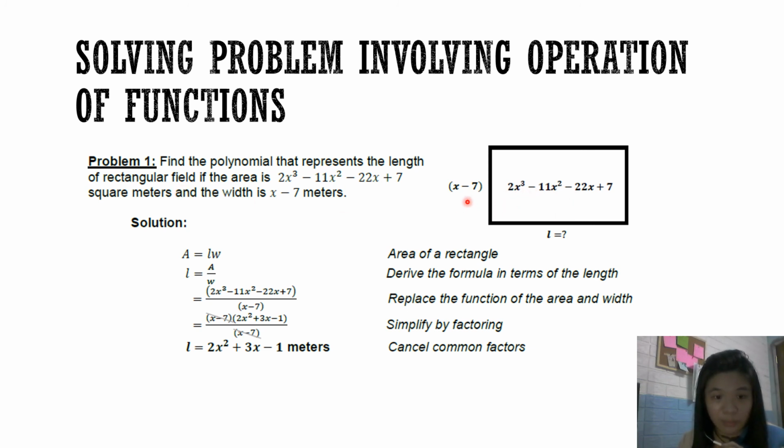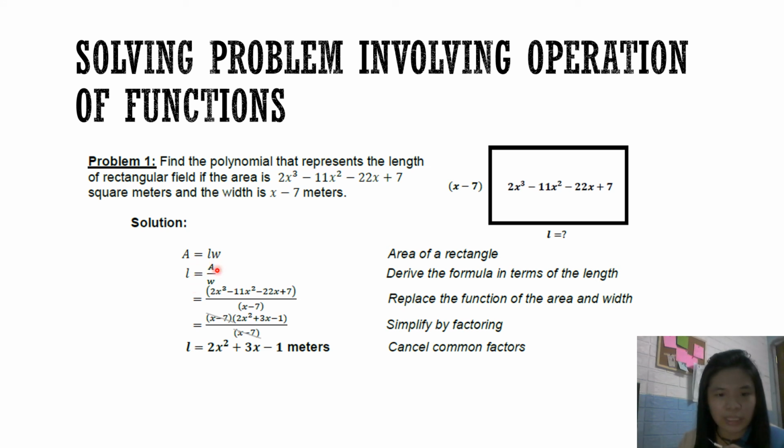So, find the polynomial that represents the length of the rectangular field given this situation na may area tayo, may width tayo. So, solution nun is that first is we find the formula for the area of a rectangle. So, area for a rectangle is equal to length times width. And then we derive the formula in terms of length na. Kasi yung kinukuha natin is length. So, paano natin maalis yung width dito sa kasama ng length? So, we divide both by width. So, length times width divided by width. So, makakancel yung width natin. Matitira is length. Ayan, length.